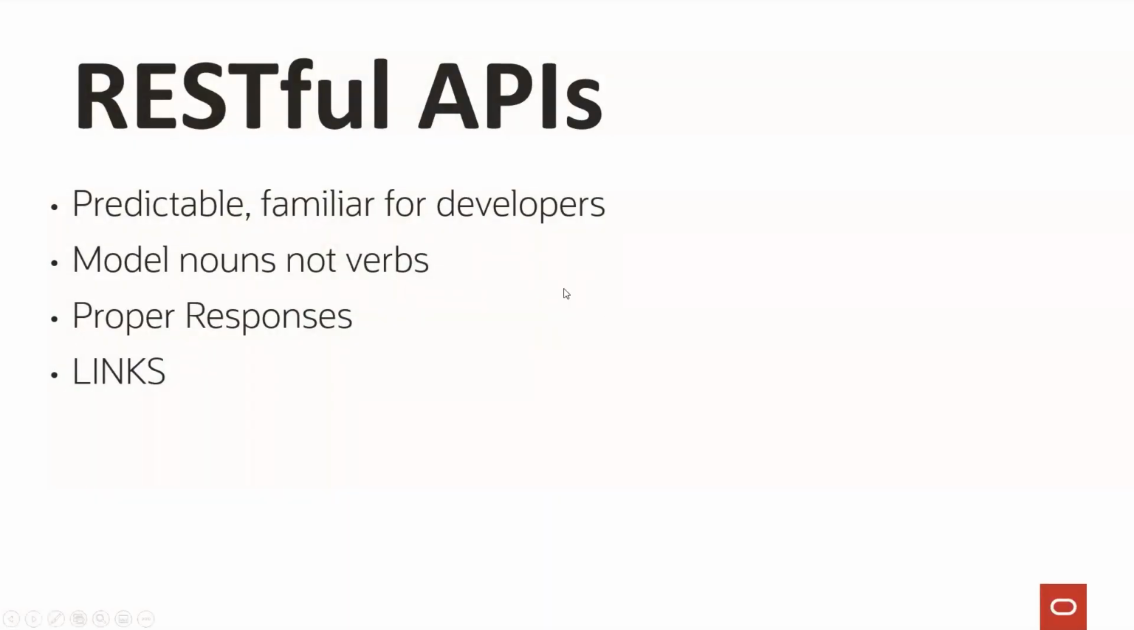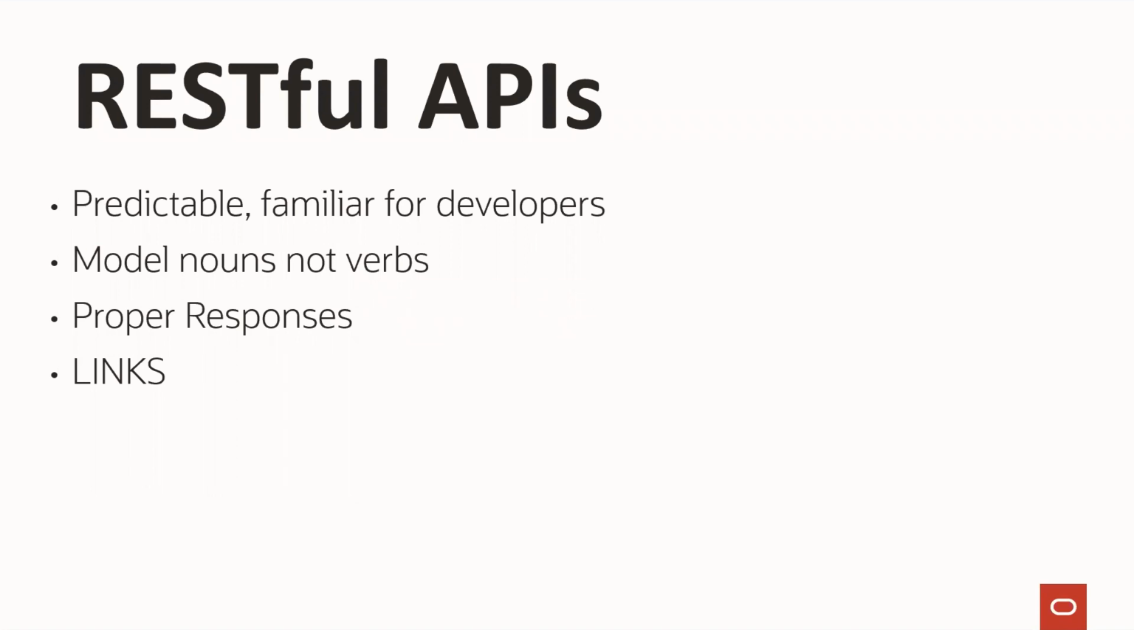All right, so what makes the API or the application RESTful? We're going to model objects, or entities. So think of things in your database that you want to build an API around. We'll use the boring HR schema.